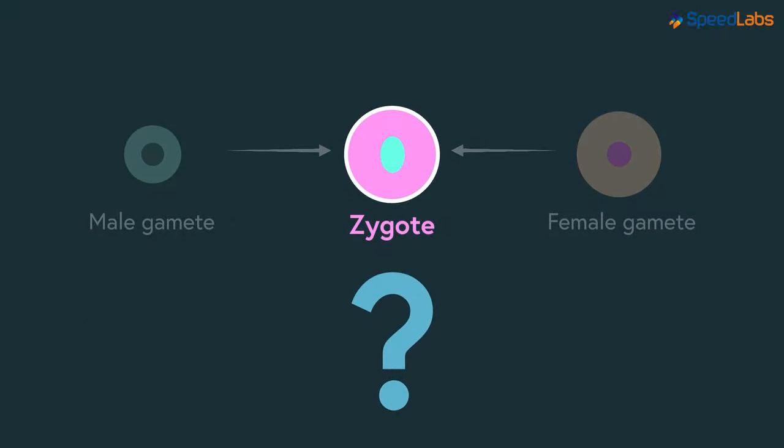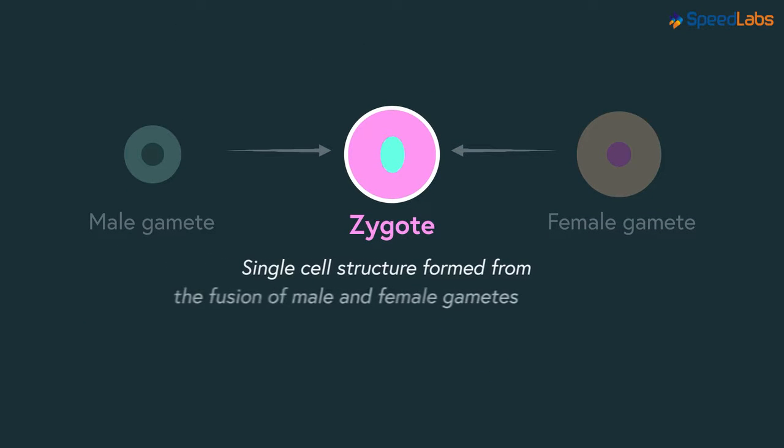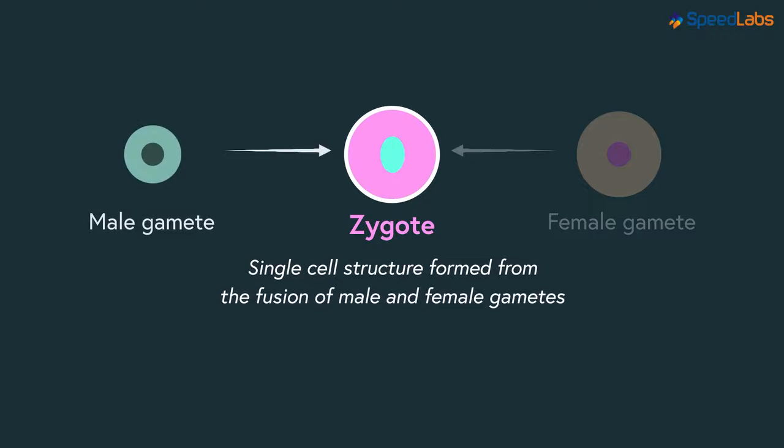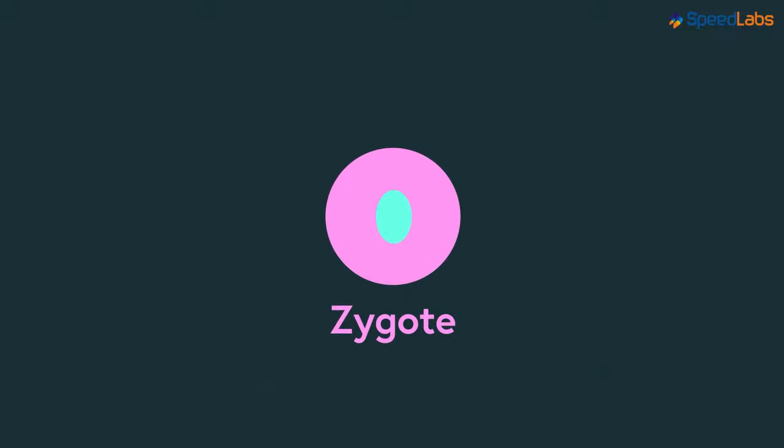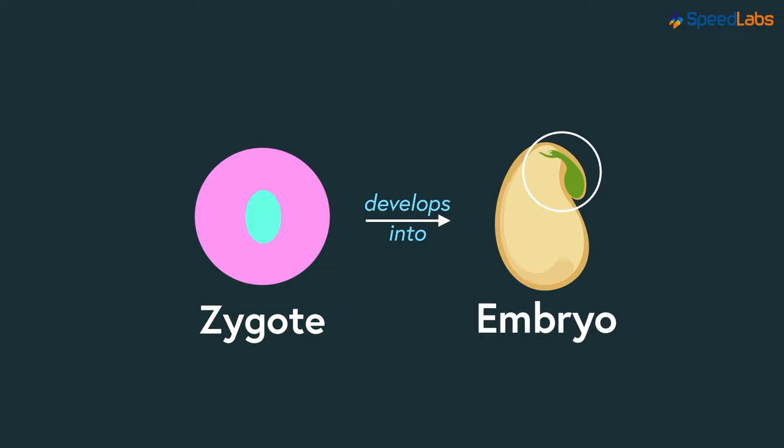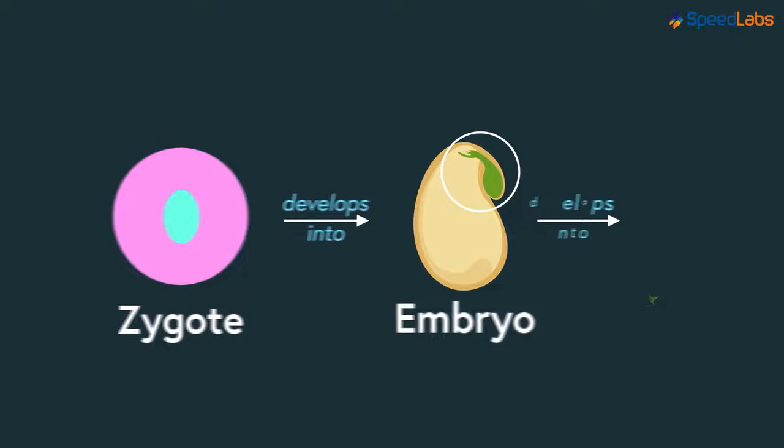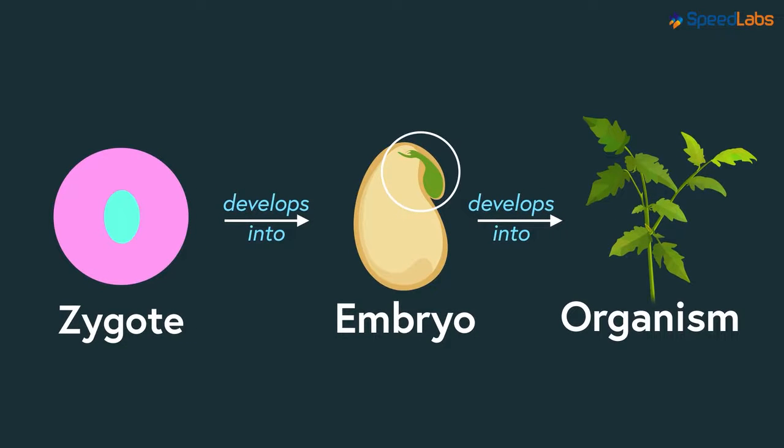What is a zygote? It is a single cell structure formed from the fusion of male and female gametes. This single cell further develops into an embryo. And what's an embryo, by the way? It is the structure that will further develop into an organism.